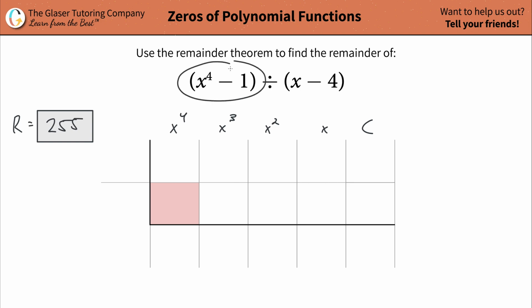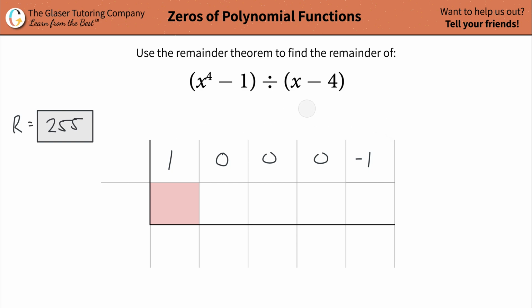So the coefficient in this function of your x to the 4th term is a 1. Notice how you don't have x cubed, no big deal, just plug in a 0. You don't have x squared, plug in a 0. You don't have x, plug in a 0. And then your constant term is going to be a negative 1. Let's just clean this up.